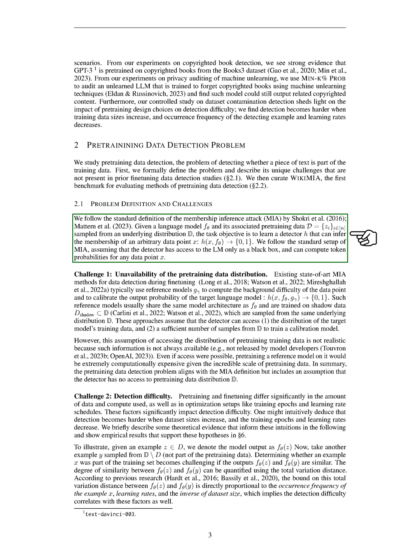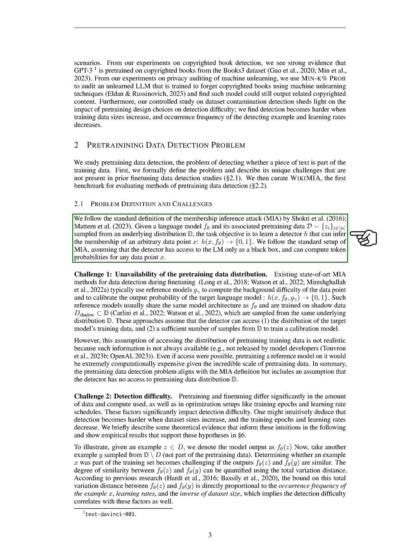We're using the standard definition of the membership inference attack, MIA. Here's how it works. We have a language model, let's call it f_theta, and its associated pretraining data, which we'll call D. This data is made up of samples, z_i, from an underlying distribution, also called D. Our goal is to create a detector, H, that can figure out if a random data point, X, is part of the training data. We're assuming that the detector can only access the language model as a black box, but it can calculate token probabilities for any data point, X.